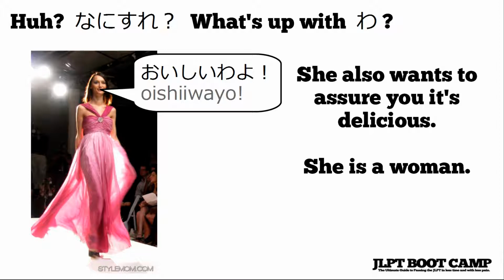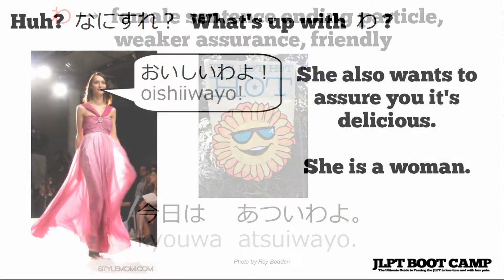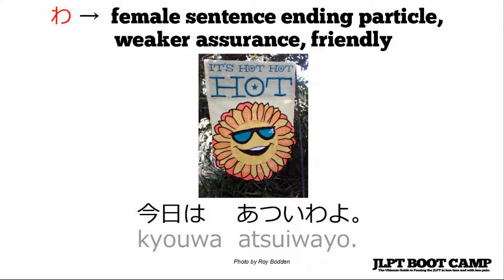she's a very overly feminine woman, or an older woman. And so this wa particle is the female sentence ending particle. It's a little strange. It provides a little bit weaker assurance.